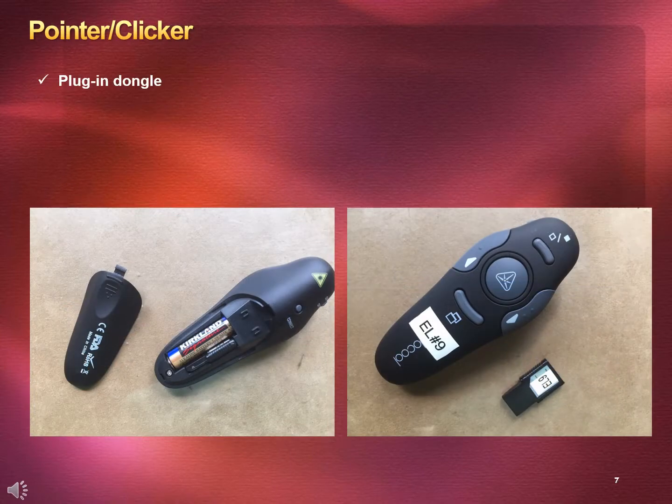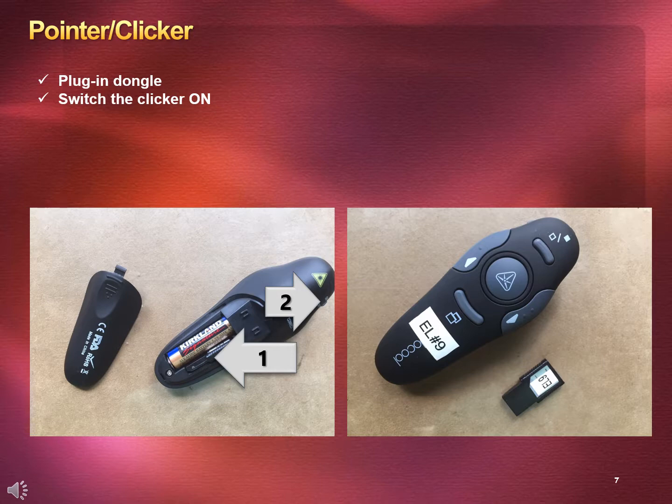Step 5 of classroom setup is to set up pointer clicker for laser pointer and PowerPoint control. Open the back of the Encore Learning pointer clicker and remove the dongle, arrow 1, and plug it into the USB port in the equipment rack below the table. Be patient, it may take time for the computer to load.